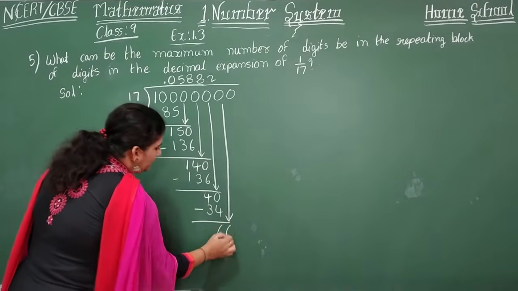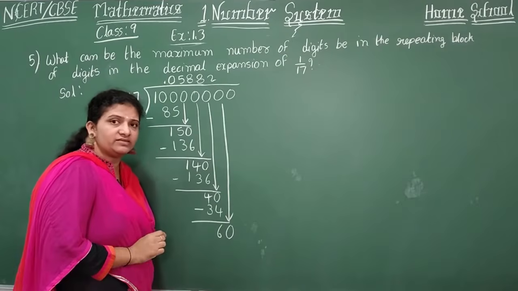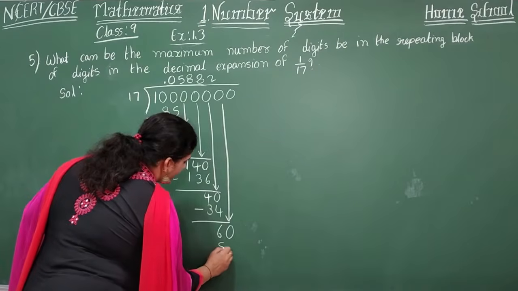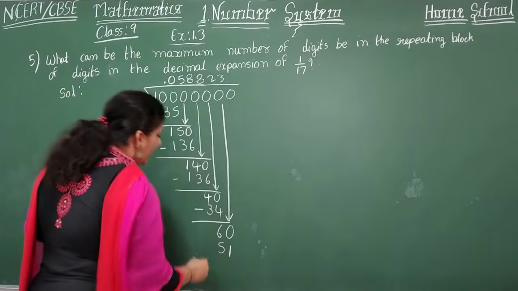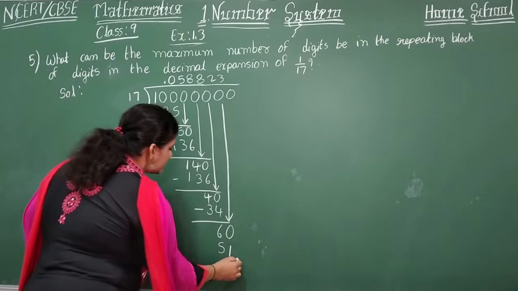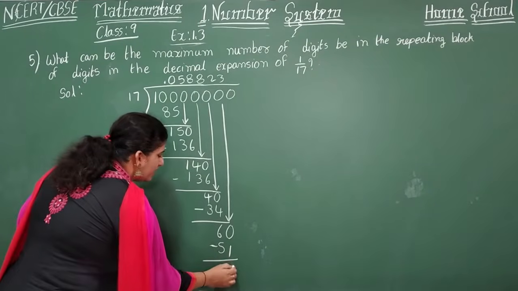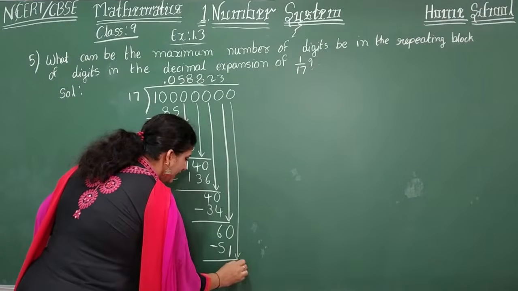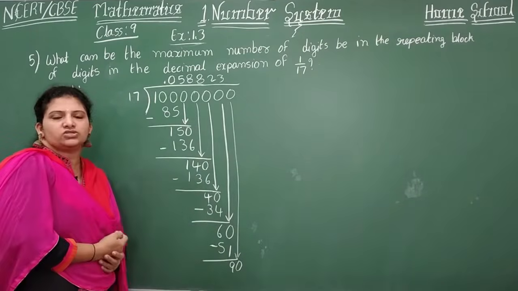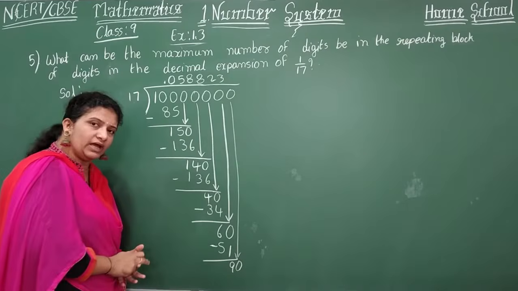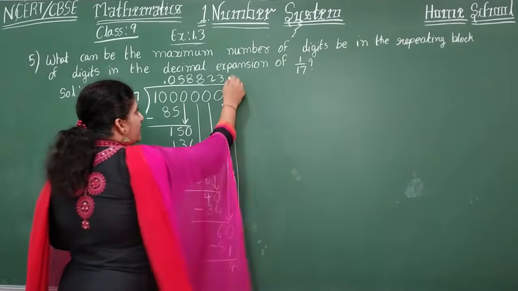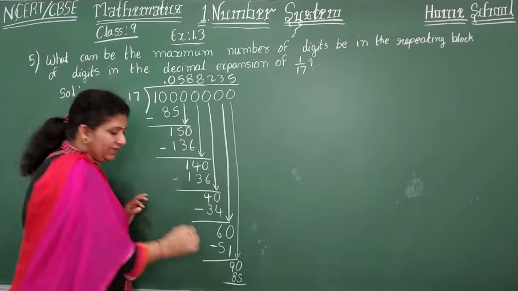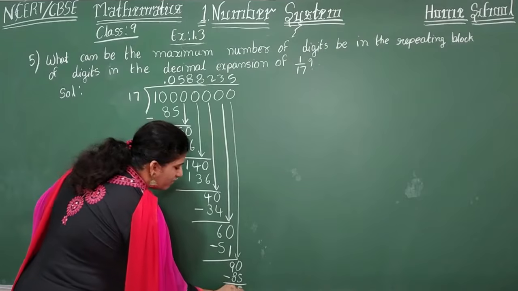Then what will it be? In the 17 table, where do you get the number nearer to 60, children? 17 threes are how much? 51. Here 3 and here 51. So 60 minus 51 is how much here? It will be 9. So drag one more 0. That makes 90. In the 17 table, where do you get 90? 17 fives are 85. Then 90 minus 85 will be 5.